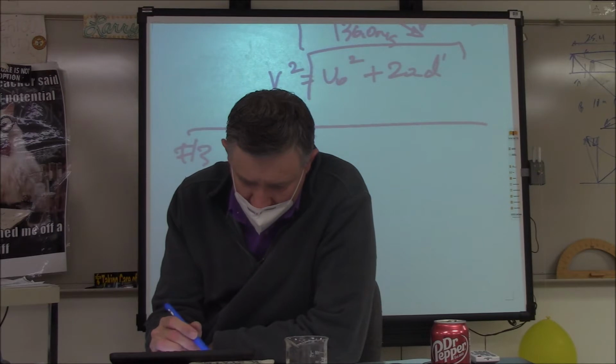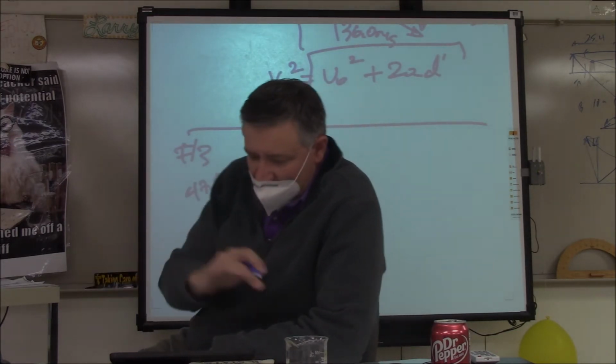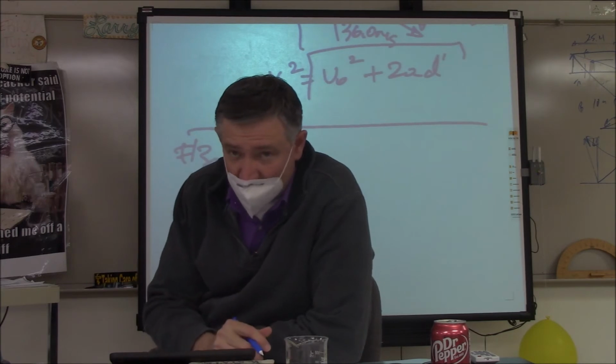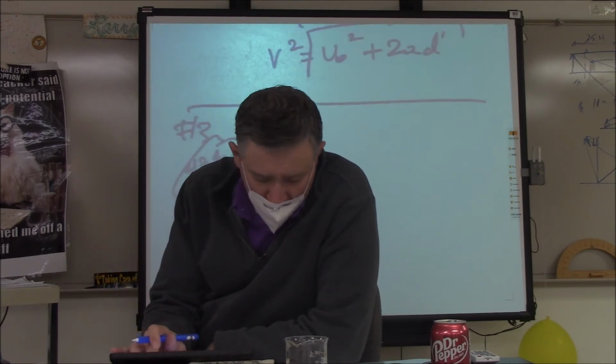So you got 47.8 meters per second at an angle of 38 degrees, okay? So again, the first thing that you're going to do is find your Vy and your Vx, and then never speak of that 47.8 again, okay? You're done with it.